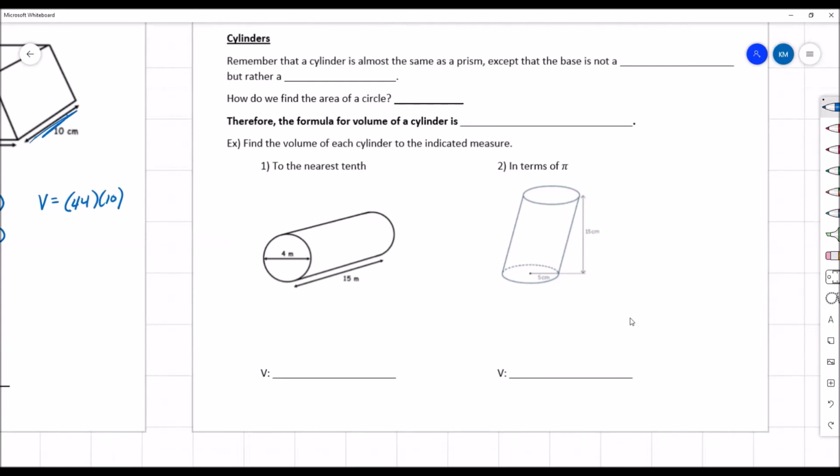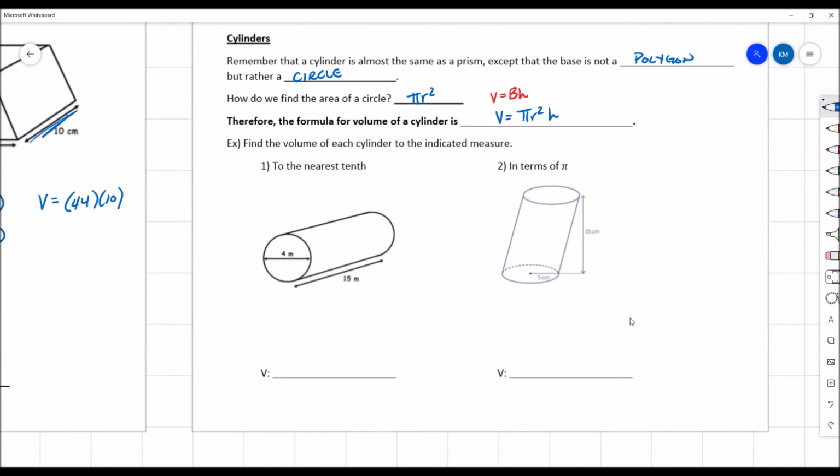Okay, in a cylinder, everything is just the same as a prism, except the base is not a polygon, but instead it's a circle. How do we find the area of a circle? It's pi r squared. Okay, so really, if you wanted to think about it in the most general terms, it's exactly the same. Our volume is going to be the area of the base times height. But specifically for cylinders, because the base is always a circle, we're able to say, hey, instead of just using base like b, like it changes, since it doesn't, let's just say pi r squared times height.